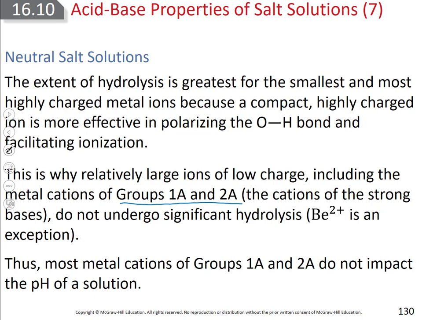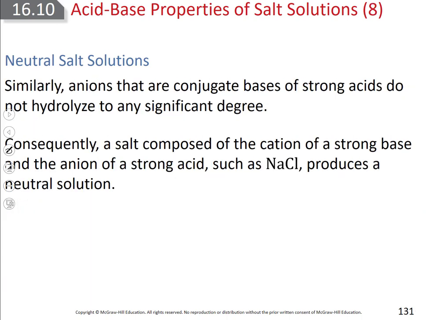So therefore, we know, just like we saw with the sodium fluoride, sodium is a group 1A metal. 1A and 2A metals are not going to affect the pH of a solution. So that takes care of our cation. What about the anion? Anions that are the conjugates of our strong acids also don't affect the pH, like we saw with the chloride in the last problem. So if you are a salt solution made up of a group 1A or 2A metal combined with an anion that came from one of those 7 strong acids, then you are going to end up being a neutral solution.